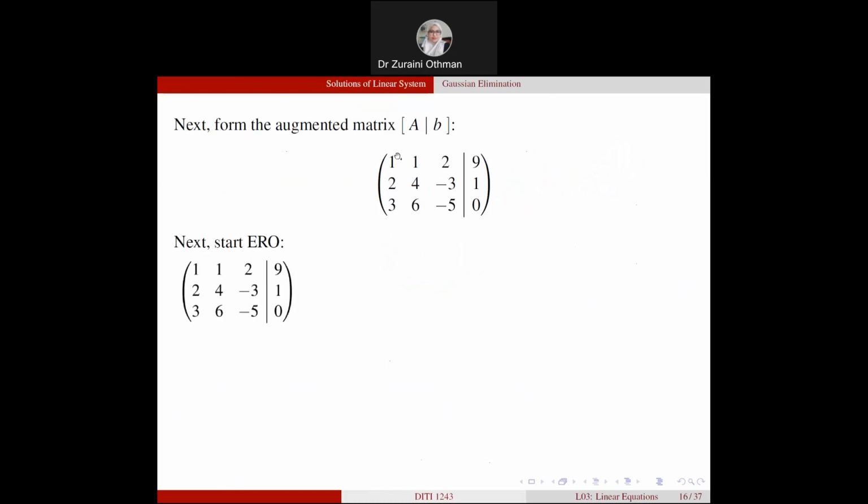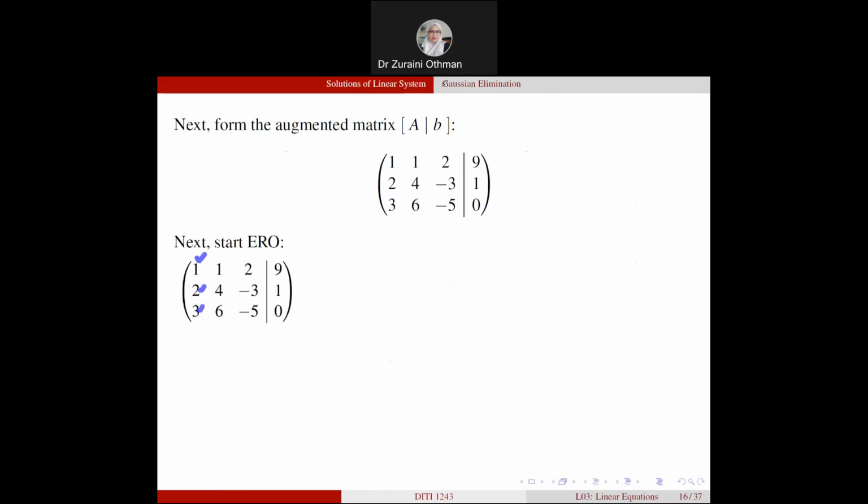Okay, now, elementary row operation. Now, here we found that the first element of our matrix is already 1. So, no need to change anything. Now, focus on the second and third rows, rows 2 and 3. It depends on you whether you want to make this first element 0 or this one first.